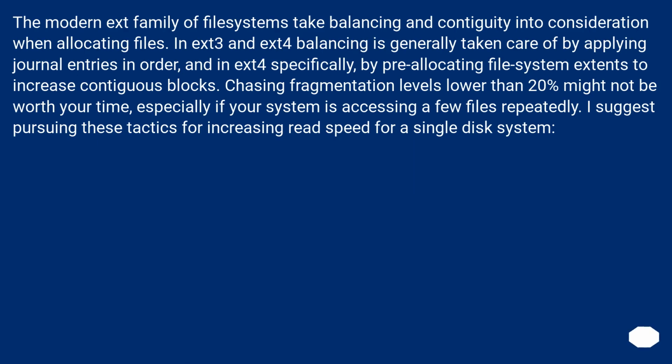The modern ext family of file systems take balancing and contiguity into consideration when allocating files. In ext3 and ext4, balancing is generally taken care of by applying journal entries in order, and in ext4 specifically, by pre-allocating file system extents to increase contiguous blocks. Chasing fragmentation levels lower than 20% might not be worth your time, especially if your system is accessing a few files repeatedly. I suggest pursuing these tactics for increasing read speed for a single disk system.